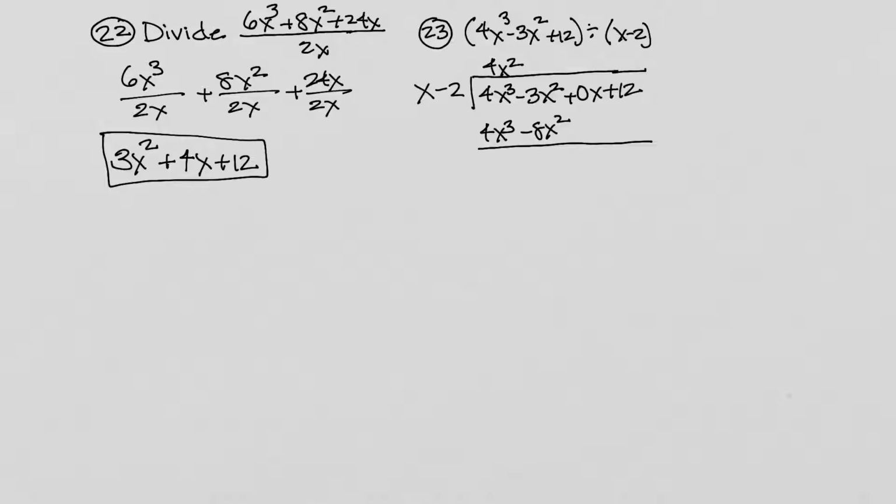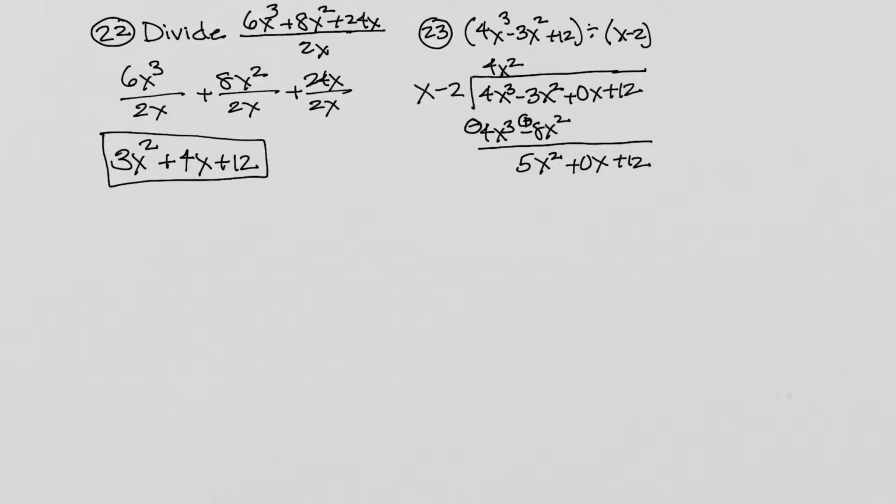There's the multiply. Now subtract. So to subtract, I'm going to change the signs and put them in little circles to remind myself I've done that. So we'll have 4x cubed minus 4x cubed. Those are gone. The cubes are gone. And then we'll have negative 3x squared plus 8x squared is plus 5x squared. So here's the divide, here's the multiply, here's the subtract. Now, bring down. So I'm going to bring down the 0x and the plus 12 and start it all over again.